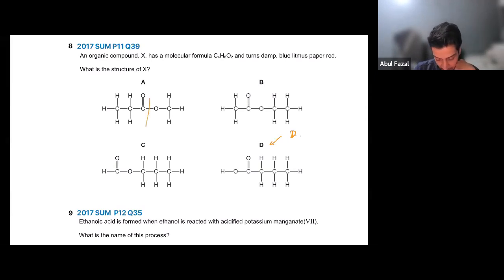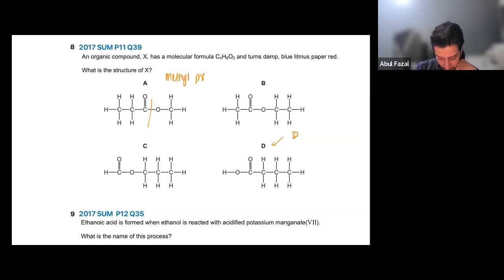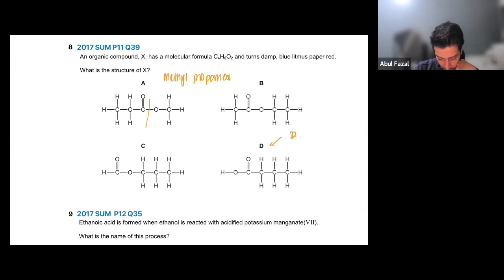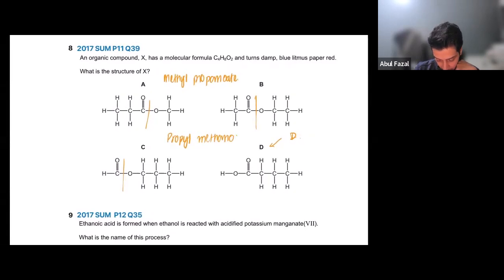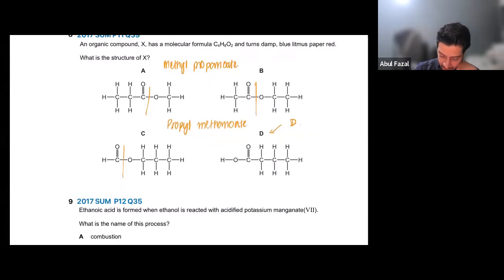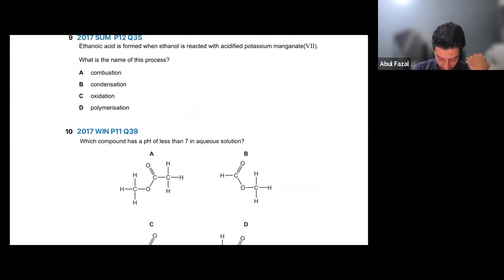Quick ester naming check. This is methyl propanoate. This is ethyl ethanoate, so I won't name it. This is propyl ethanoate. Sorry, methanoate. And this is butanoic acid. Pretty cool. Shall we move on? I'm moving on.